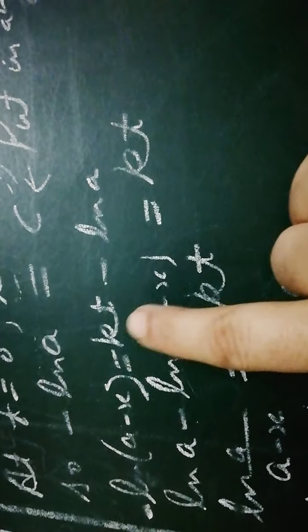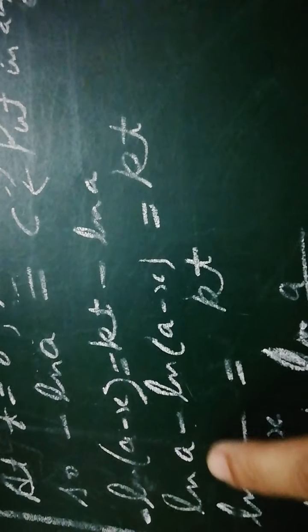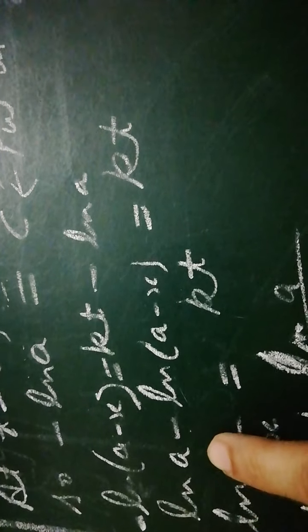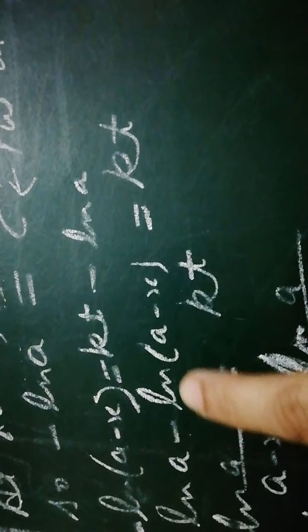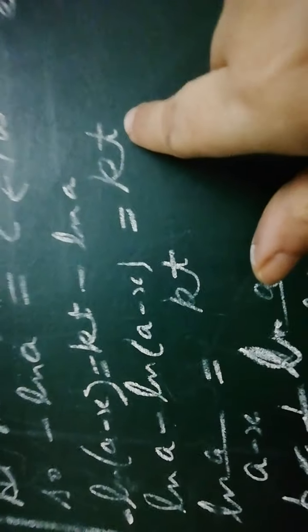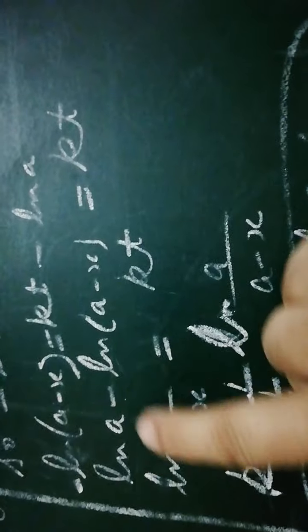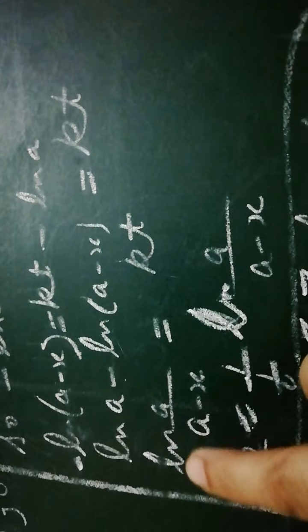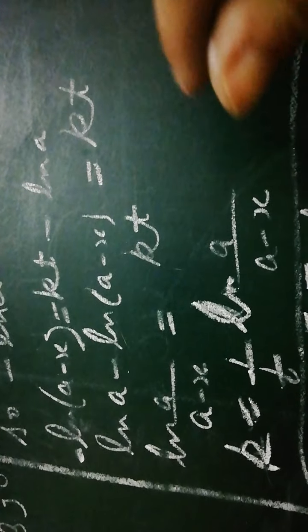So take kt on one side, ln of A on this side, you will get ln of A minus ln of A minus X is equal to KT. So we have the same base and the terms will get divided. Ln of A over A minus X is equal to KT.